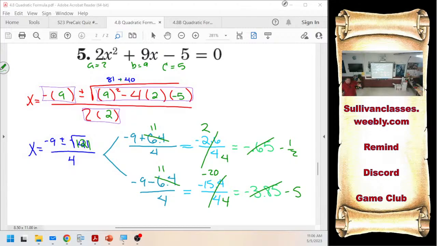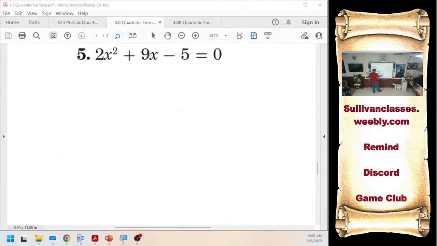This is why we slow down. This is why we use parentheses. This is why we got to be careful. There's a lot of moving parts in this machine.